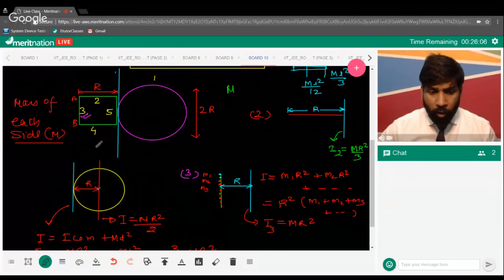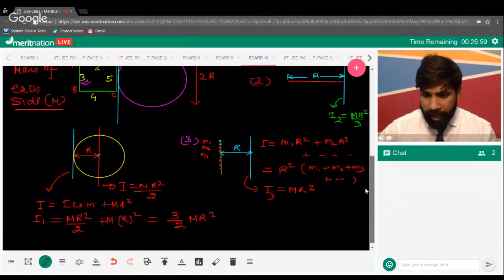Now similarly, we can calculate the moment of inertia of this BC part, this section BC. And you know that will be equal to what?